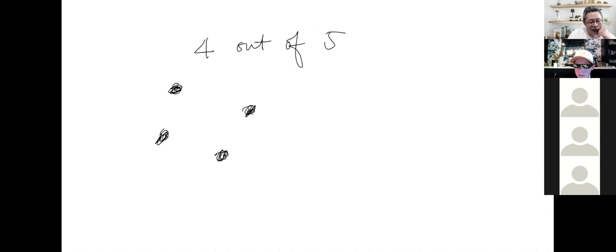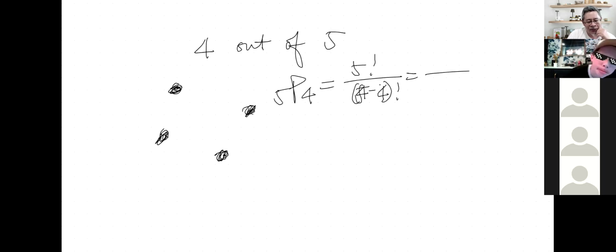So we got P(5, 4). So we got 5 factorial over 5 minus 4 factorial. There's just 1 factorial. So the top is 5 times 4 times 3 times 2. Then we got this is 20. This is 6, so 120.